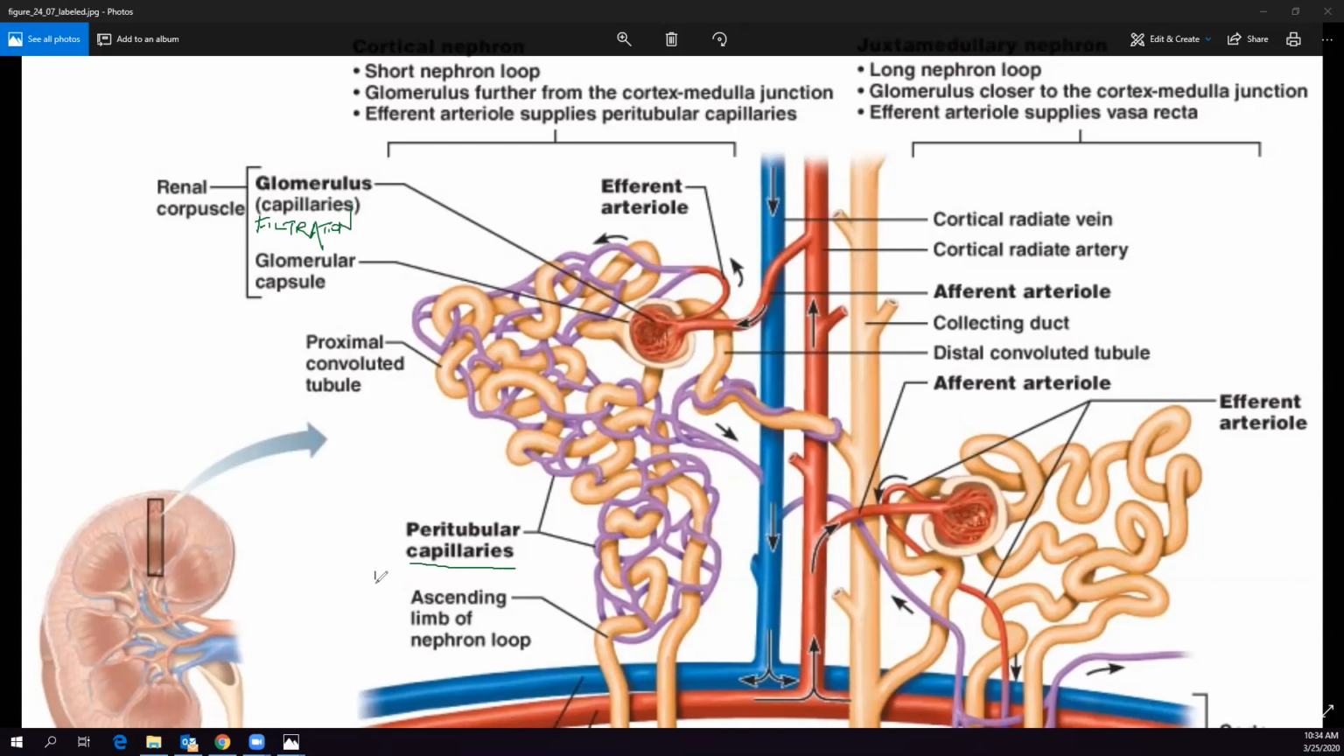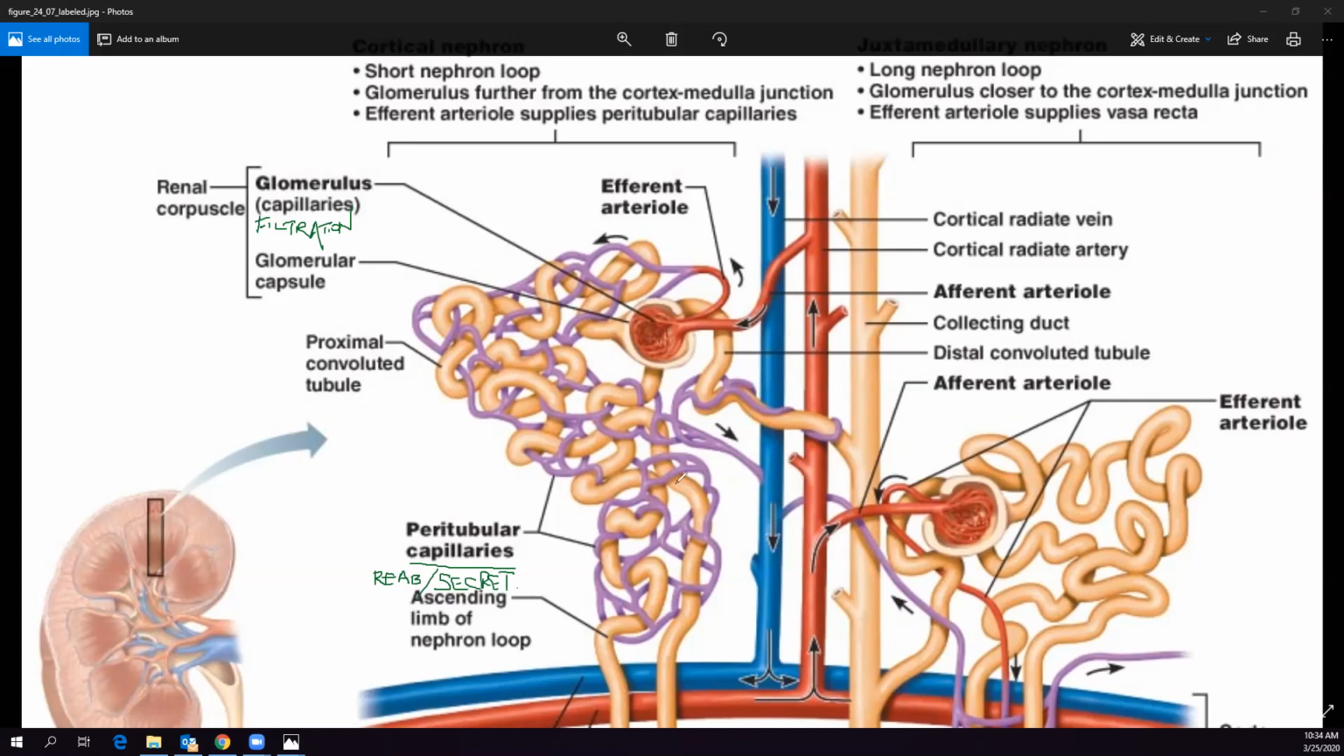And then this is reabsorption. And the other process that happens in the kidney is secretion. And before we leave, I'm going to tell you three things that I want you to know about filtration, reabsorption, and secretion.